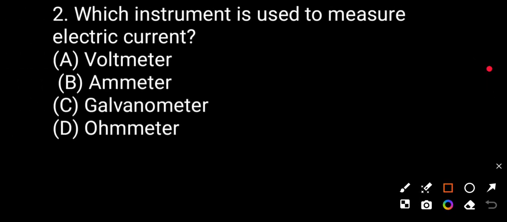Question number 2. Which instrument is used to measure the electric current? Option A voltmeter, option B ammeter, option C galvanometer, option D ohmmeter. The correct answer will be ohmmeter. Electric current is measured with the help of the ohmmeter.